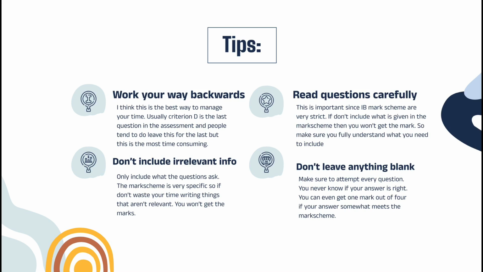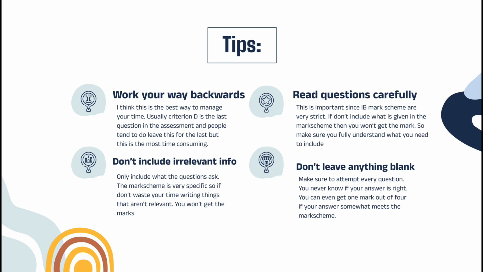So now I'm just gonna give some tips about the science because it can be quite confusing at first, but I have some tips that helped me, so hopefully they can help you. First things first, work your way backwards. So what I mean is start from criterion D and work your way up to criterion A. Now let me explain. I think this is the best way to manage your time.